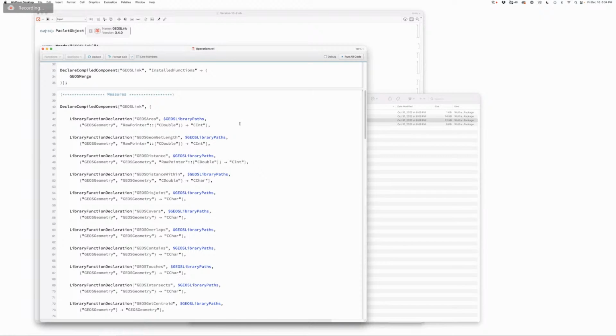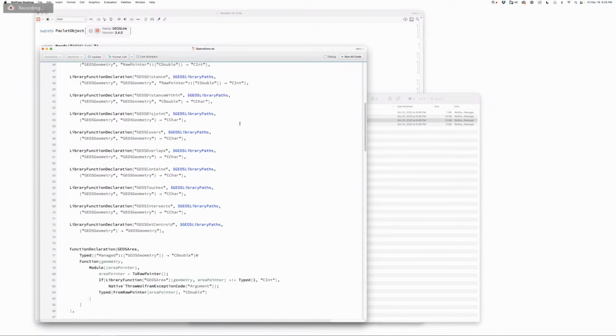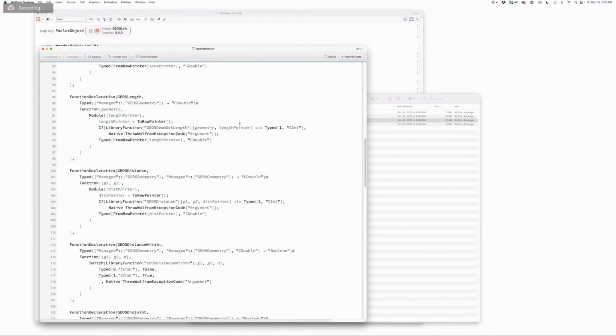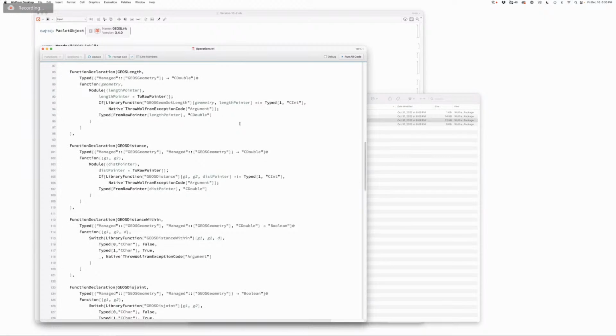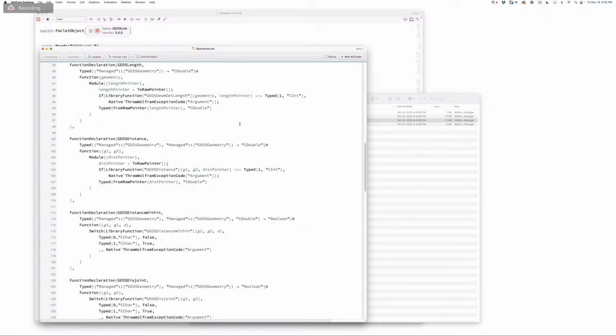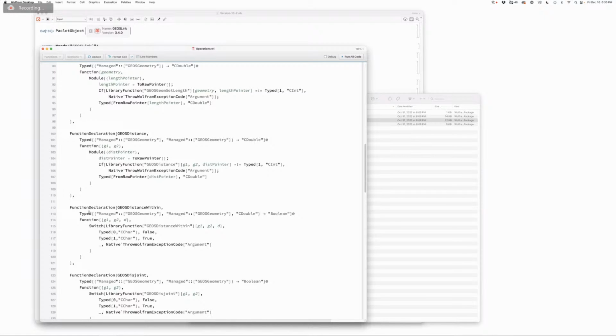I just want to emphasize that the thing you're getting by using Wolfram language is that you don't have to know about all of this stuff. This is how you connect Wolfram language to the world of giant C libraries and other kinds of things. But just to give you a sense, this is sort of what things look like in a function declaration, GEOS distance within.